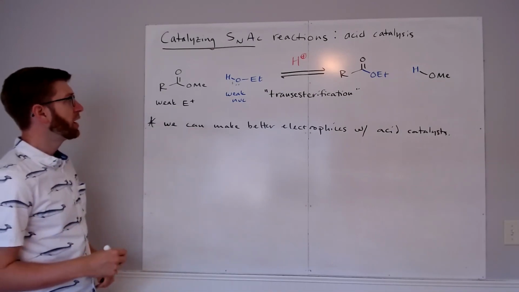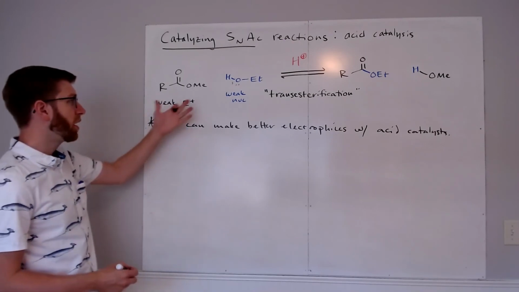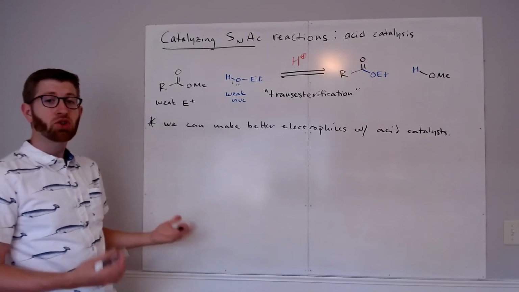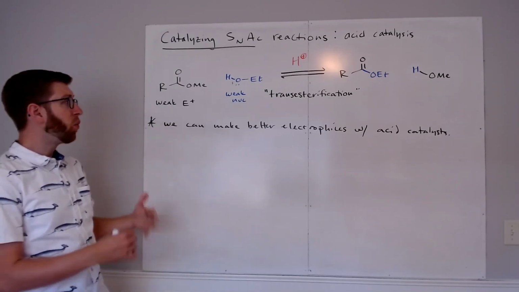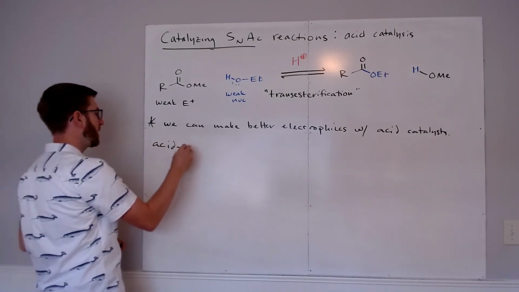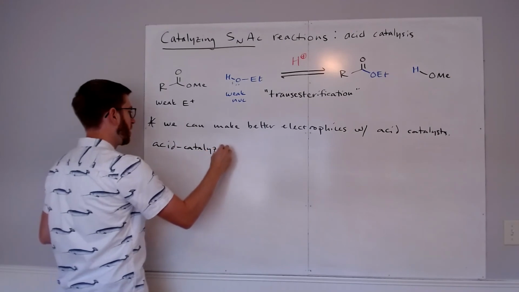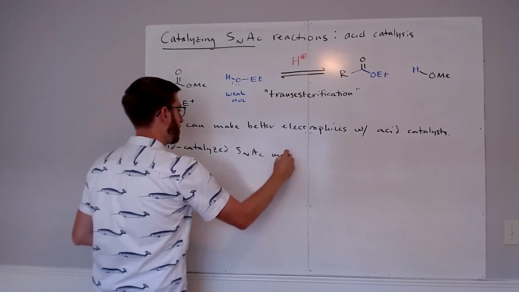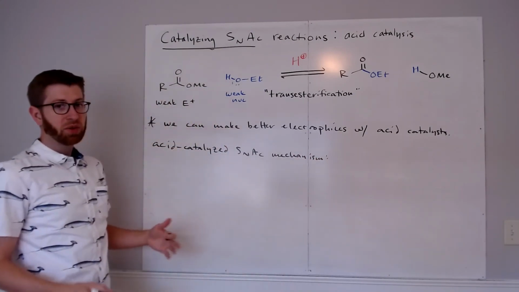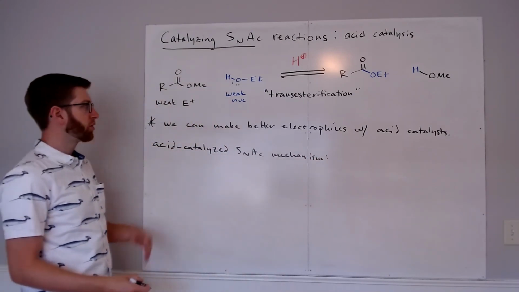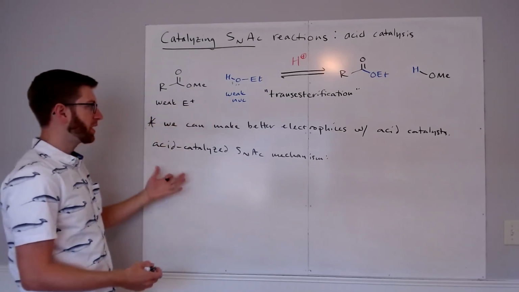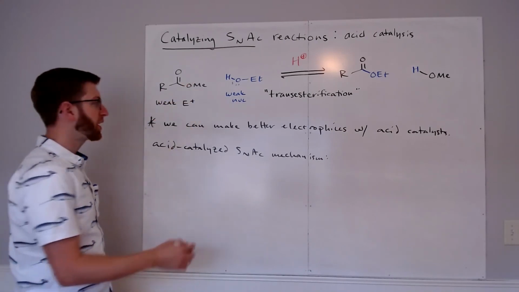So let's actually look at how acid catalysis works in the context of a transesterification reaction in a mechanistic way, because I think that will show us in a meaningful sense why this statement's true. So our acid-catalyzed SNAc mechanism. And to be clear, the mechanism that we're going to see here will be very similar, if not the same, regardless of the carboxylic acid derivative and nucleophile. We're just going to show this mechanism using a specific reaction, this transesterification.